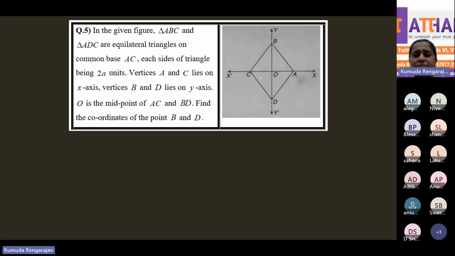So the answer to this very important question. Very important meaning frequently asked. Frequently asked question is what I'm saying, very important. Is this understood, children?